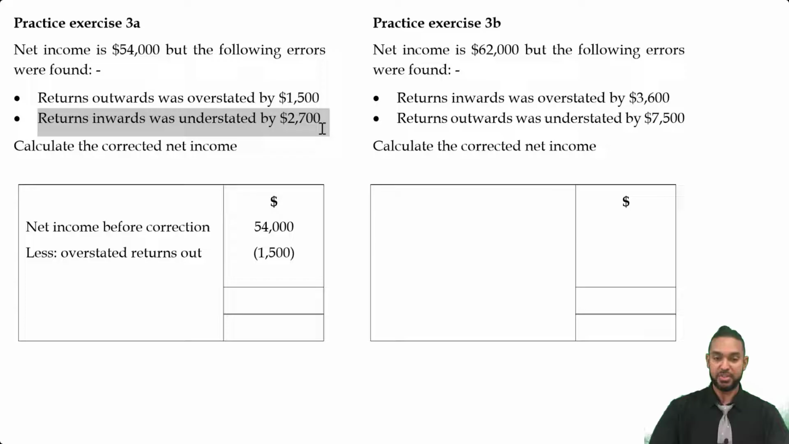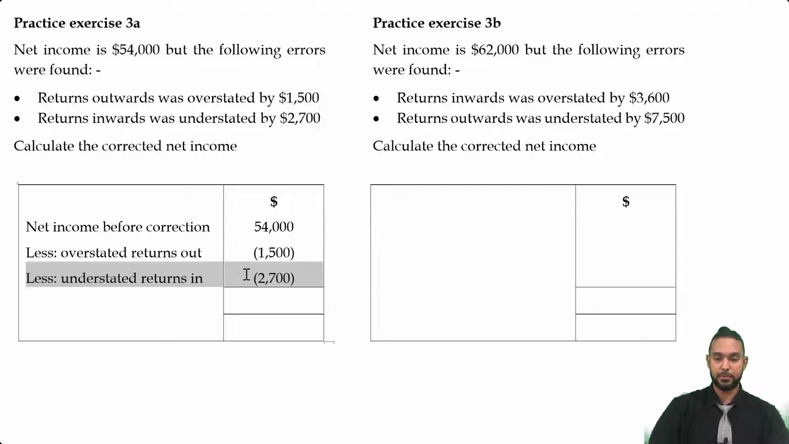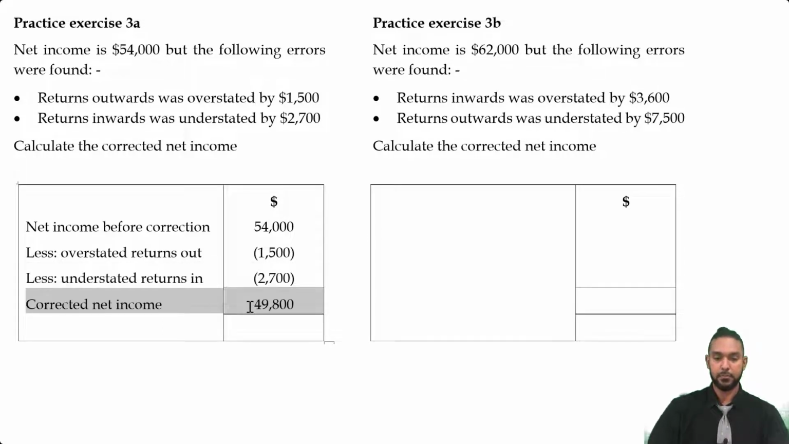Similarly, returns in was understated. Understated means it's too low, and returns in behaves like an expense. So it's too low. To fix it, we have to increase it. And when you increase an expense item, profit or net income comes down. So this is also going to be subtracted as well. So corrected net income is 49.8.